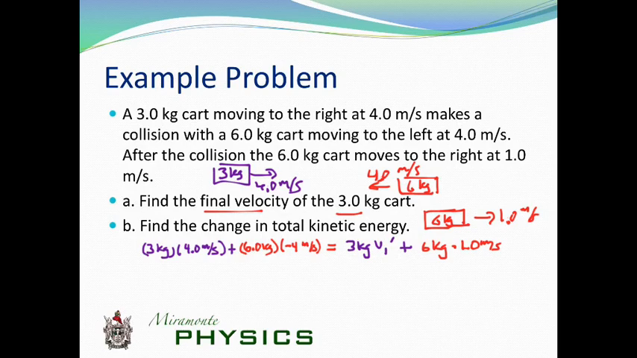Here's my diagram. I've got 3 kilograms and 4 meters per second going to the right. I have 4 meters per second and 6 kilograms going to the left. And then I know after the fact that the 6 kilograms is going to be going at 1 meter per second to the right. So there's my diagram.